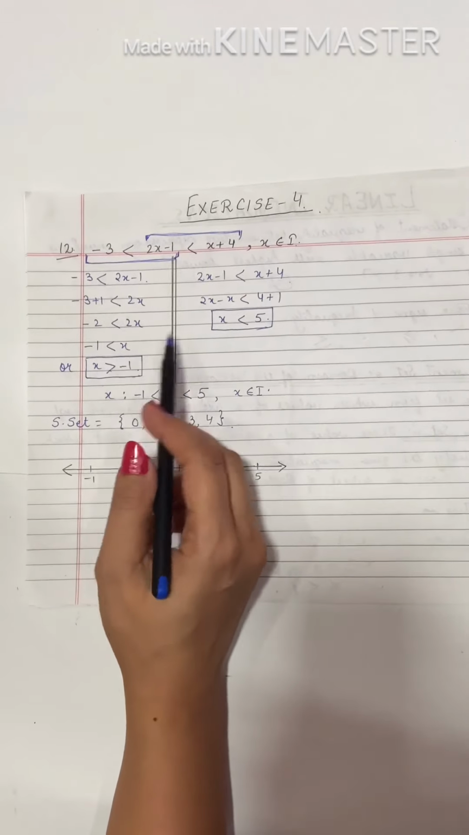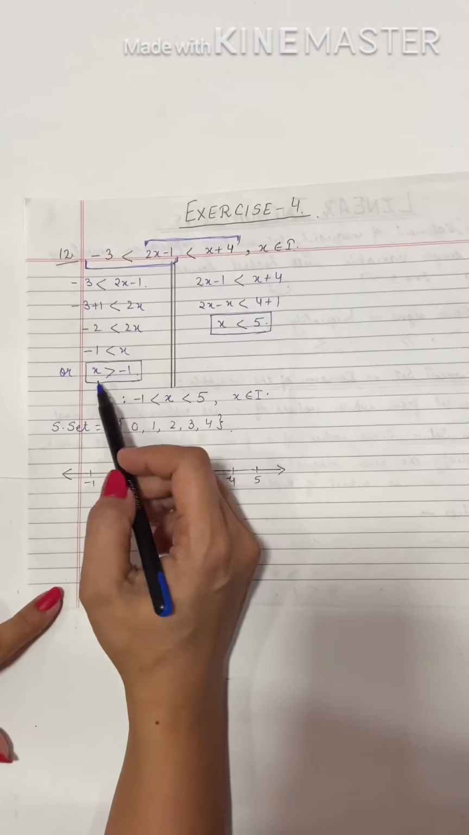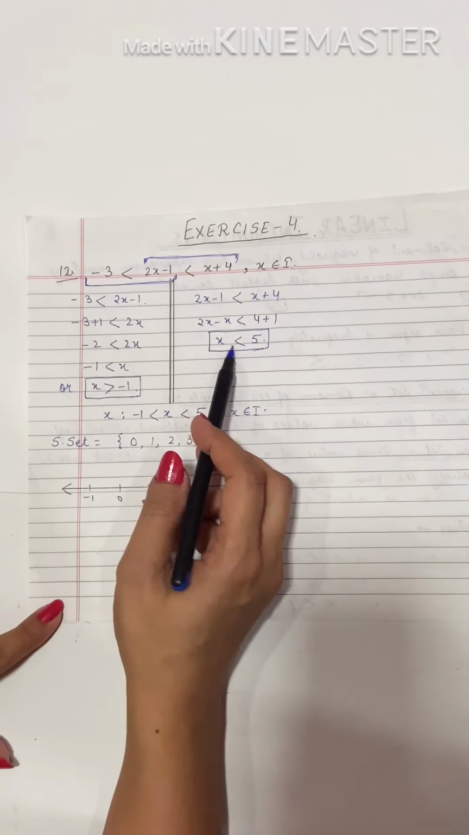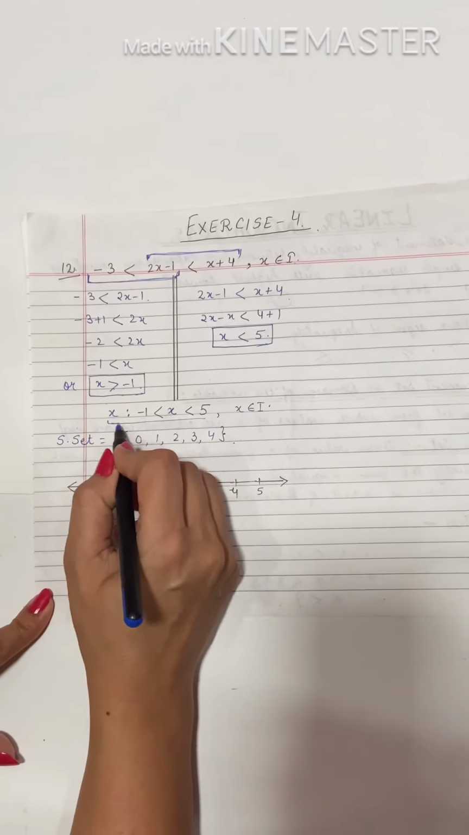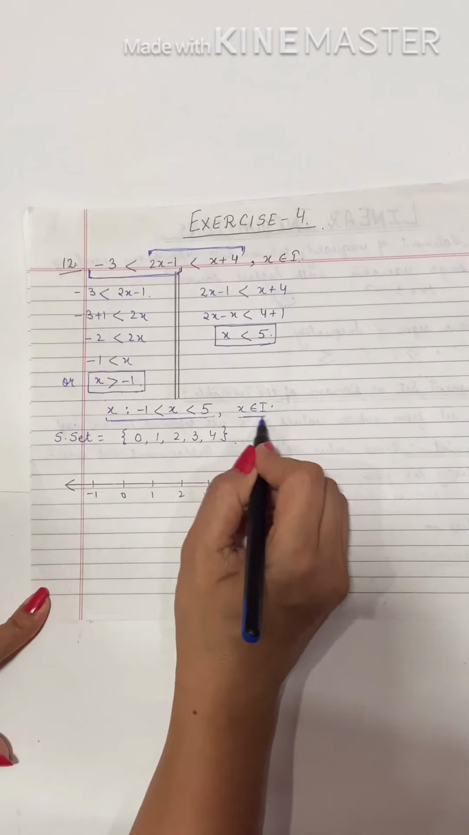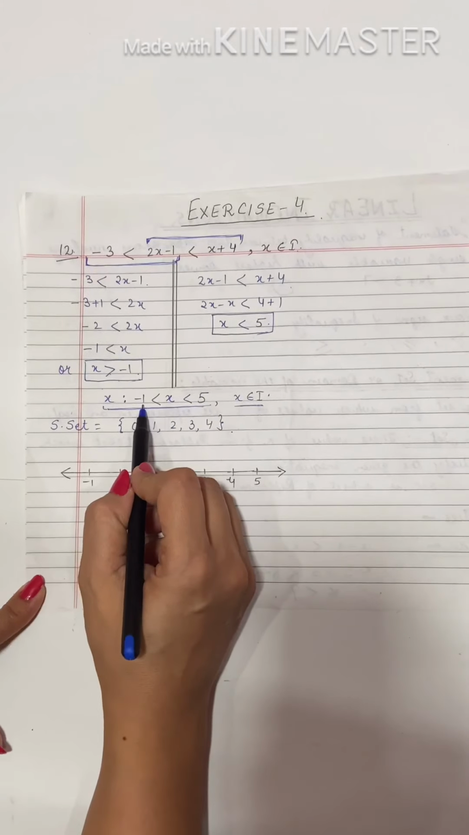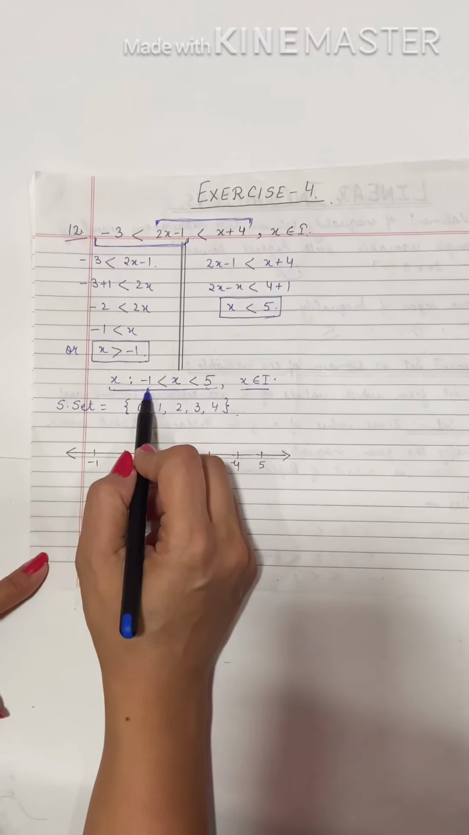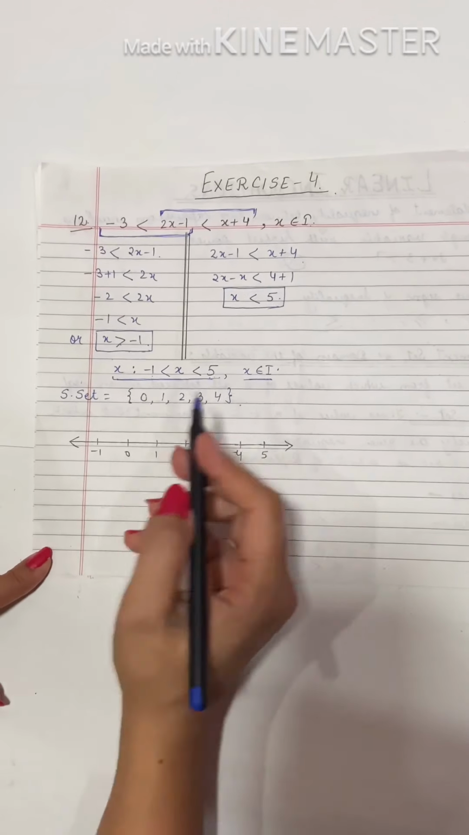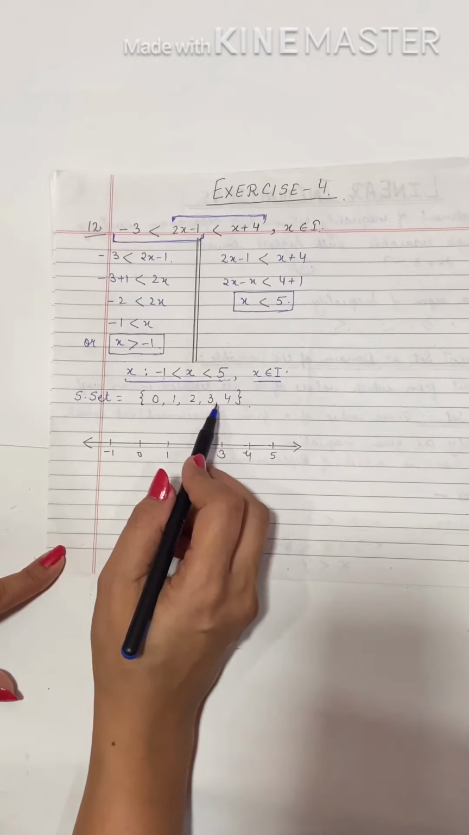Now there are two conditions on x. We are going to combine these two conditions on x and find the solution. So what do we have here? x belongs to integers, and it is greater than minus 1 and less than 5. So we take those integers which are greater than minus 1 and less than 5. These are 0, 1, 2, 3, 4.